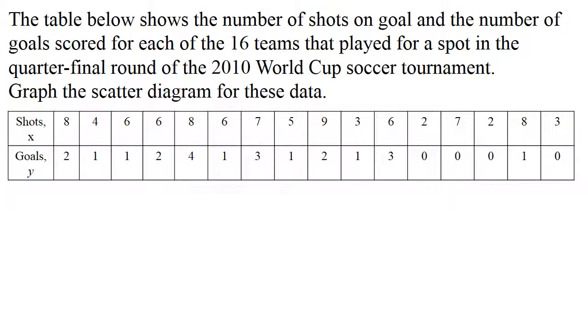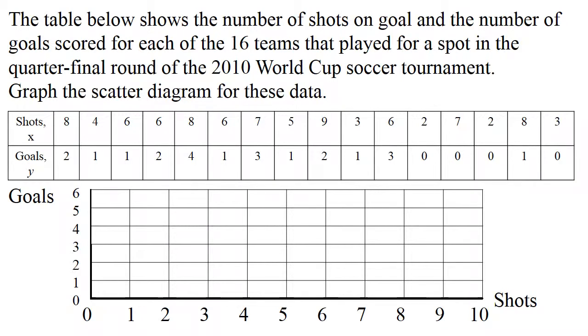So looking here, it looks like for x, the lowest is 2, and we could go all the way up to 9, so maybe 1 to 10 would cover that enough. And then it looks like for the y values of goals, we have 0 to 4, so maybe 5 or 6 up would be plenty for that. So then what you do is you start plotting these out.